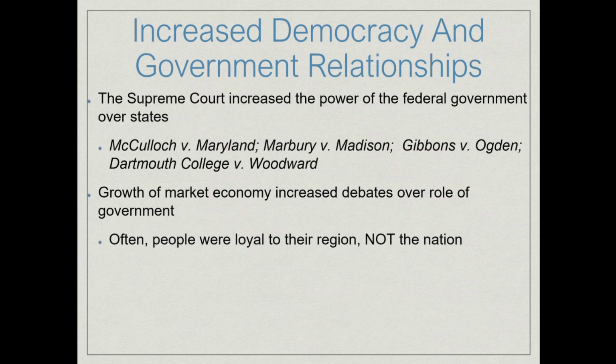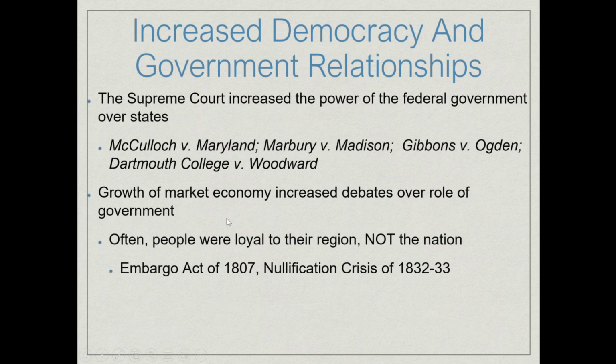Often people are going to be more loyal to their region, not the nation. There will be crises during this time. So, for example, the Embargo Act of 1807, where the British were doing impressment, and Jefferson stops trading with all the countries. That's going to lead to smuggling. That's an example of regionalism.